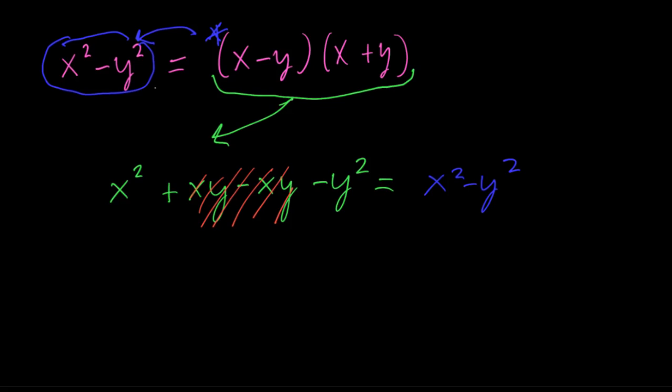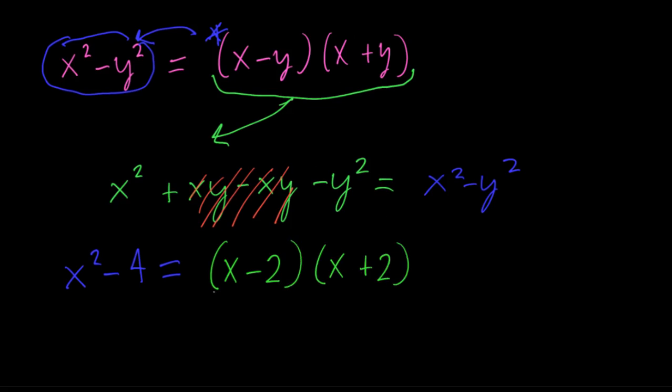Okay, so now let's take an actual example. X squared minus 4. How do you factorize this? We can tell right away that 4 is a perfect square, right? Because 2 squared is equal to 4. So that way we know that we will rewrite it as x minus 2 times x plus 2. Let's multiply that out just to see that it's equal to x squared minus 4.